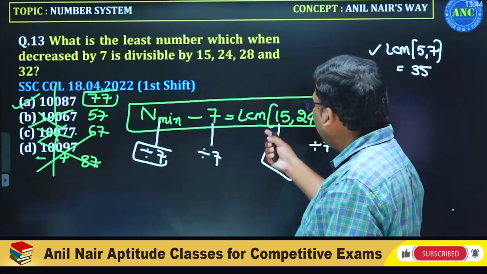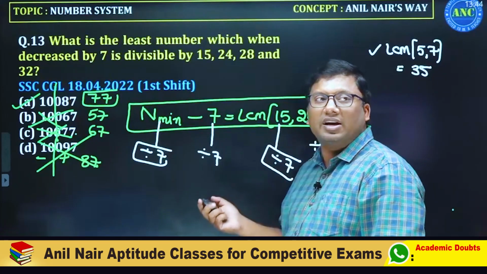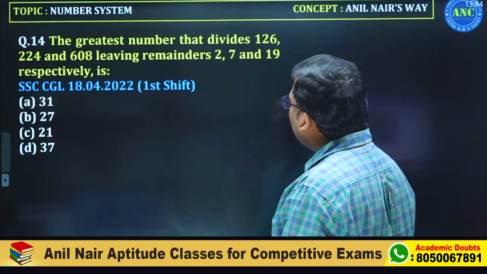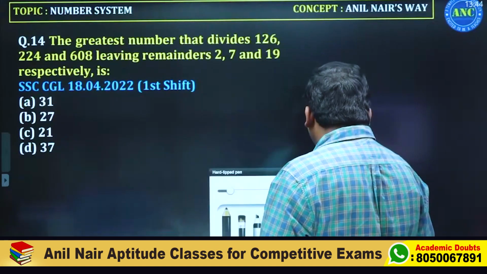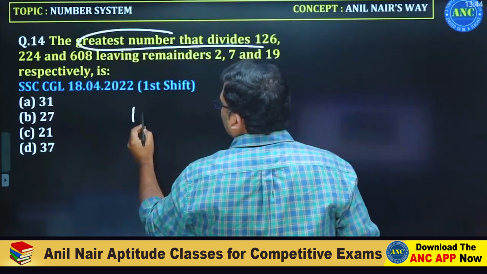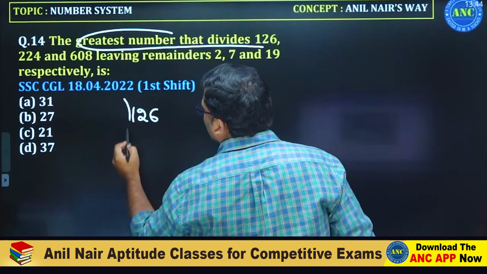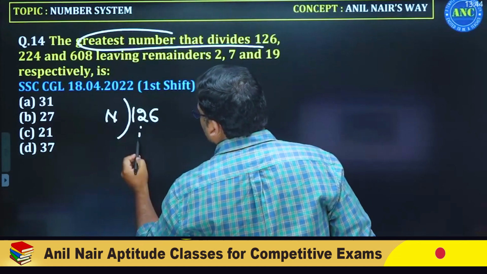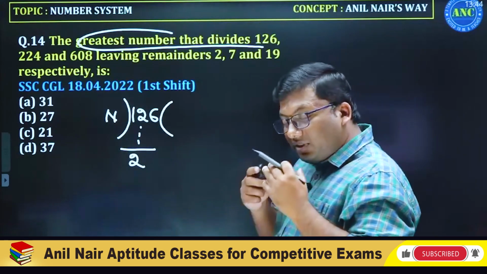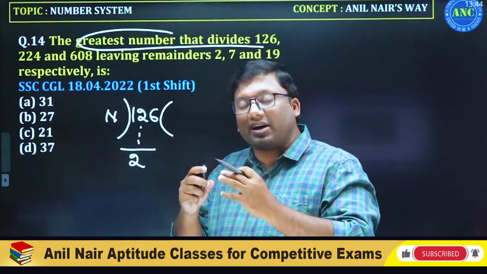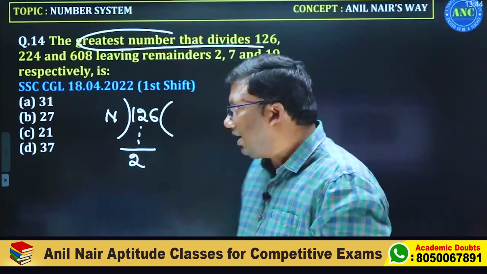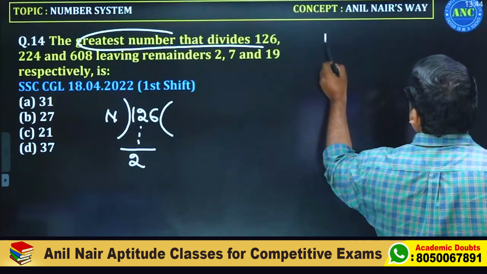You don't need to find the entire LCM and add it. Next one. The greatest number that divides 126 and gives a remainder of 2. Already we did this model. The number which will divide a number is the HCF. The number which will be divided by, right? Divided by. See here, sir.